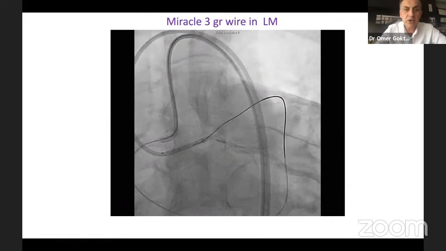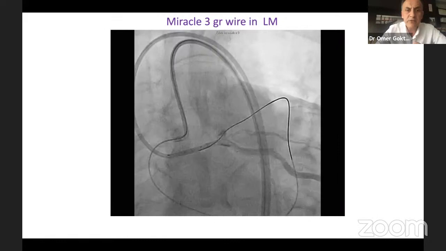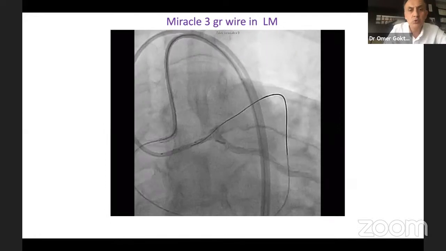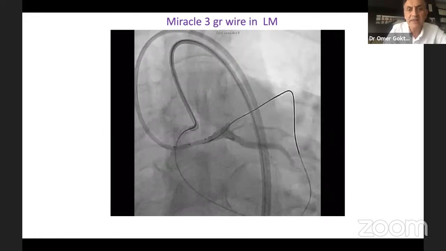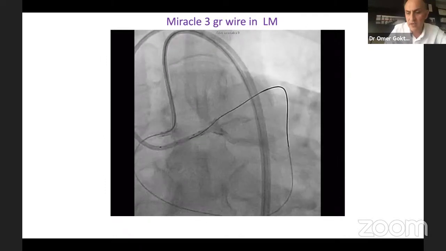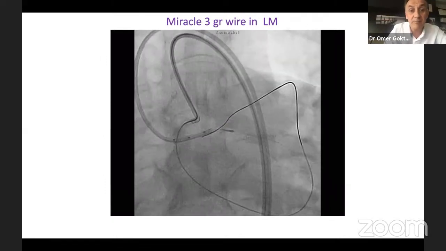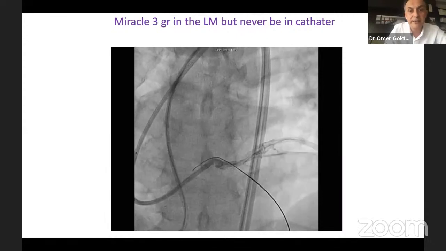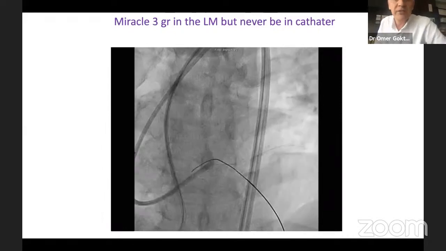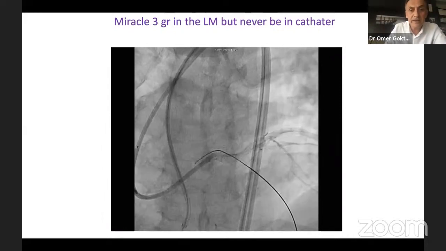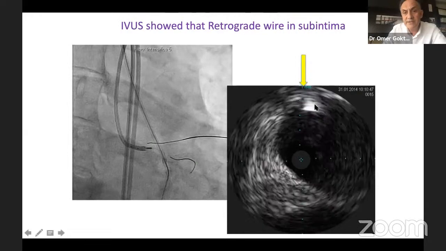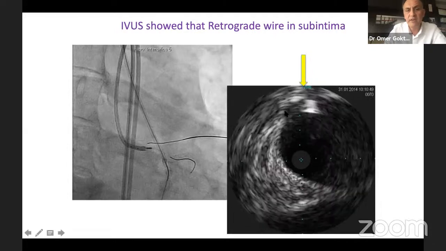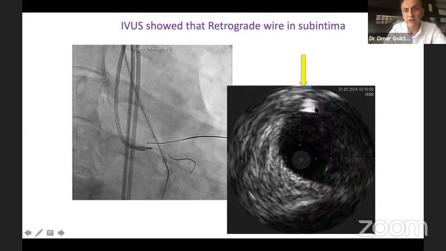What do you think about that? The wire looks like it's in the left main, right? But somehow we never insert this wire into the guiding catheter. So it tells us something. So we think that we might be in the subintima, right? Because why couldn't we insert our microcatheter or our wire into the antegrade guiding catheter? So what we see here is obviously subintima, right? So if we use this wire, if we snare it, if we do something, we might lose the CIRC here because we are in the subintima.